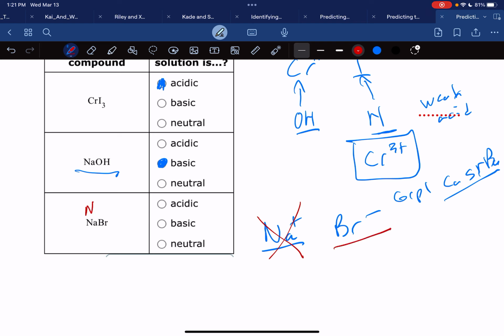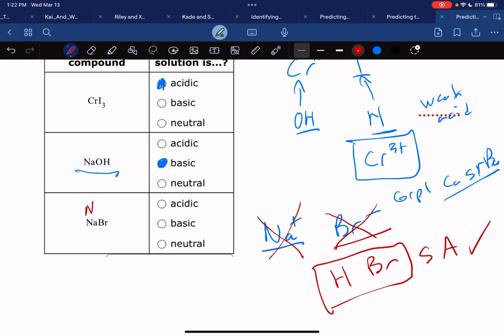Now let's take a look at the Br, and again, think of it as if we're putting an H in front of the Br. Is this right here a strong acid? And the answer is check mark, it is, which means that this is a pathetic base. So that means that this is also neutral, and so both of these are neutral.